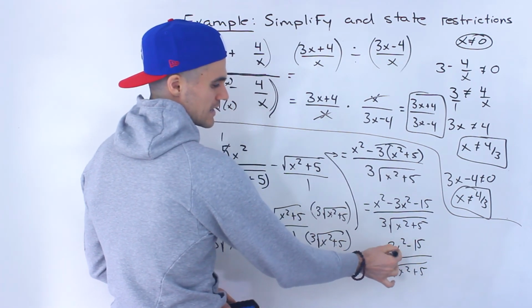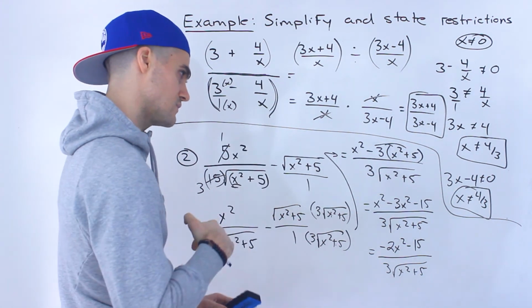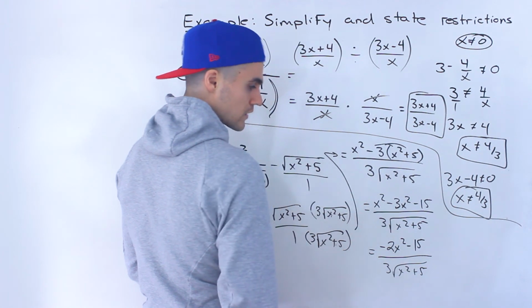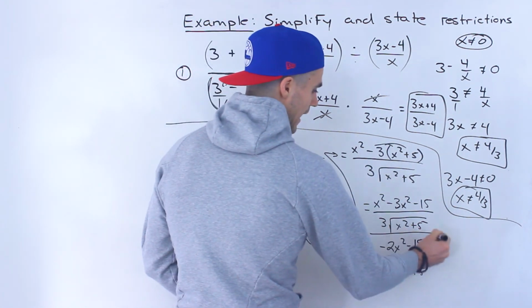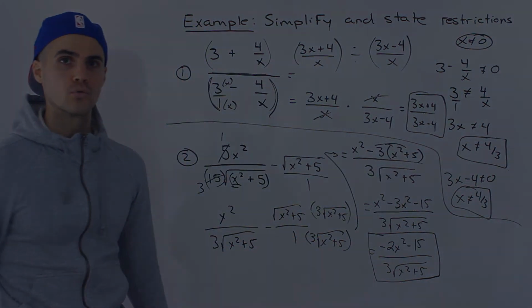And notice we can't really take anything out. We could take out a negative, and it'd be negative bracket 2x squared plus 15, but I'm just going to leave it like that. And then that denominator is 3 root x squared plus 5. So that is the final simplified answer, and there are no restrictions.